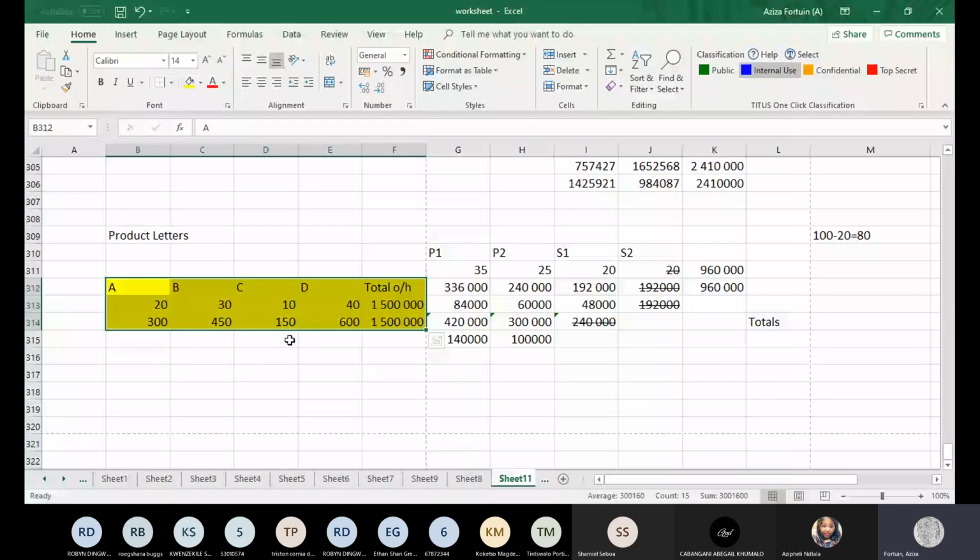This one we said that the production total cost is 1.5 million, but we're allocating to each department based on a percentage. So all you do is you say 1.5 million times 20%, 1.5 million times 30%, 1.5 million times 10%, and 1.5 million times 40%. And that's how we got our cost. If you add it all up, it will go to 1.5 million.